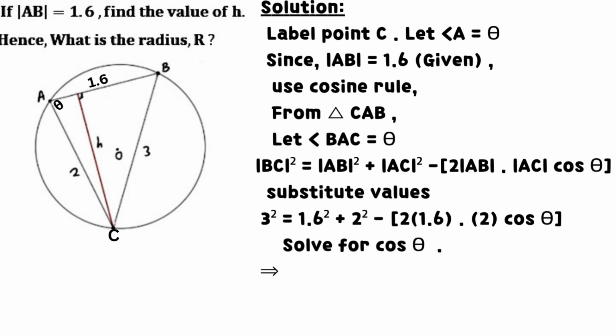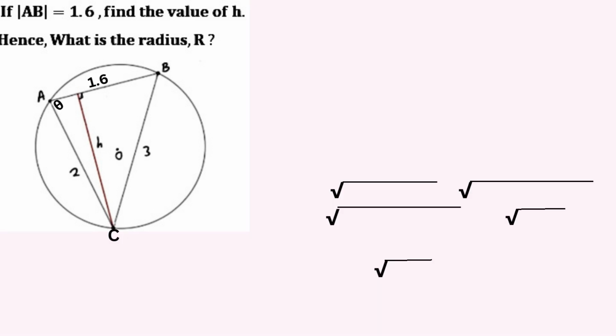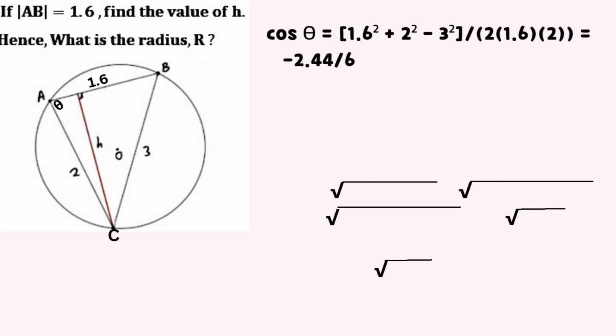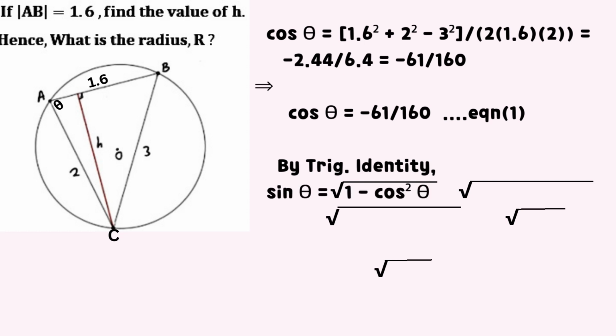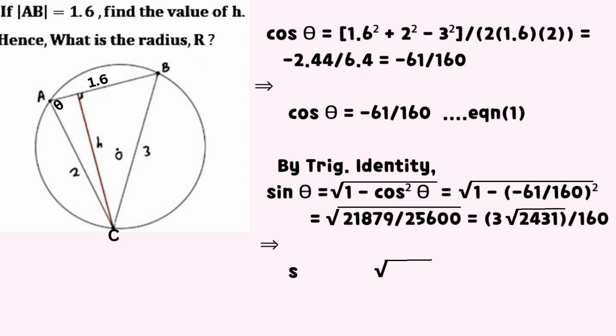Solve this equation for cosine theta. Cosine theta equals the sum of the square of 1.6 and the square of 2 minus the square of 3, all divided by 2 times the product of 1.6 and 2, which equals negative 61 divided by 160. It implies that cosine theta equals negative 61 divided by 160. We call it equation 1.